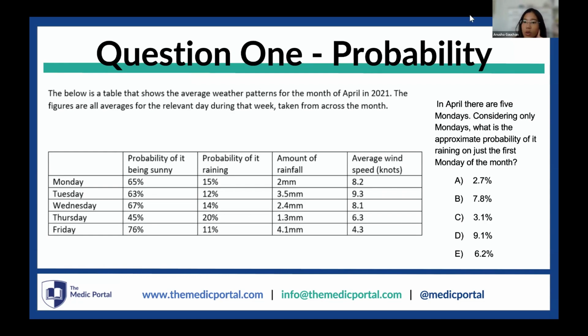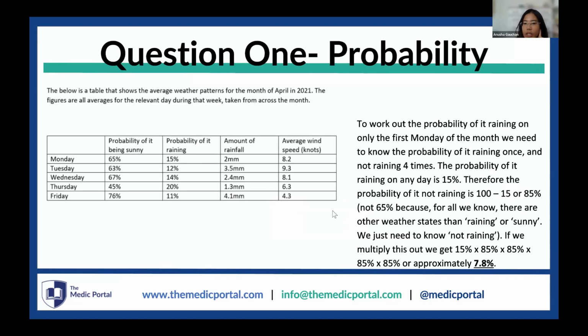on. So if we look at this question, in April, there are 5 Mondays. Considering only Mondays, what is the approximate probability of it raining on just the first Monday of the month? So we need to work out the probability of it raining only on the first Monday of the month. So we need to know the probability of it raining once and not 4 times because it's the first Monday of the month. If we look at the probability of it raining on any day, it's 15.